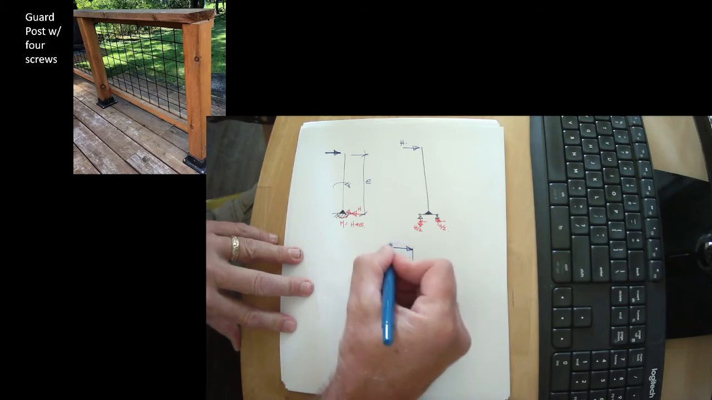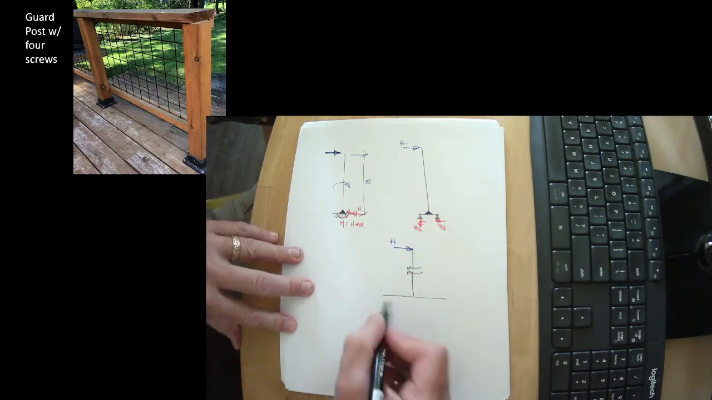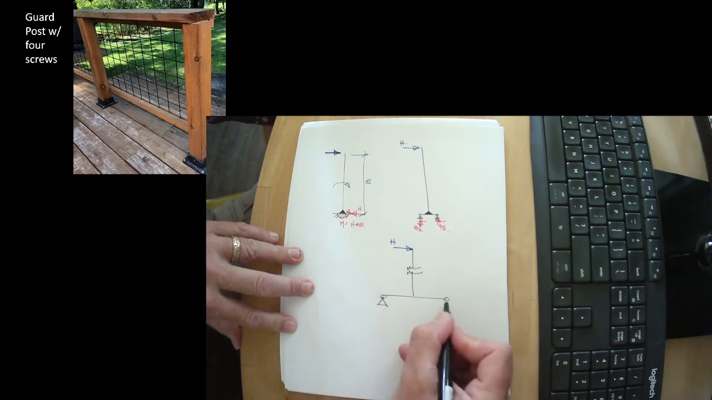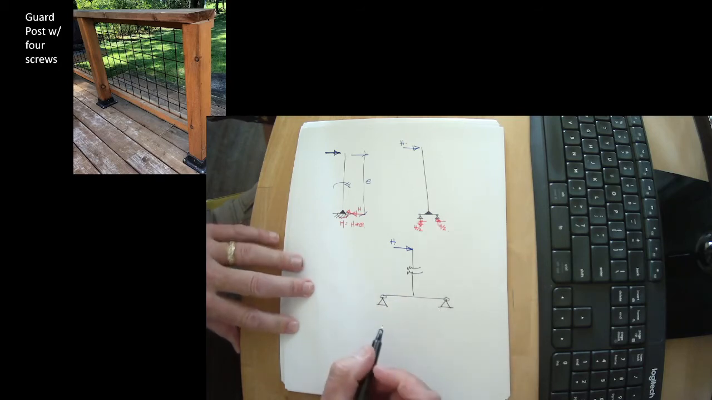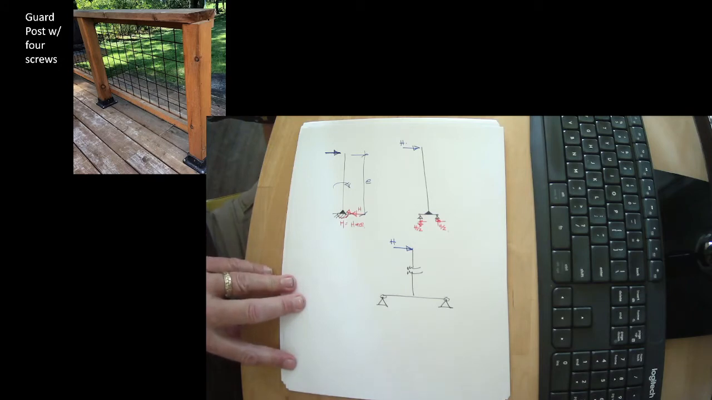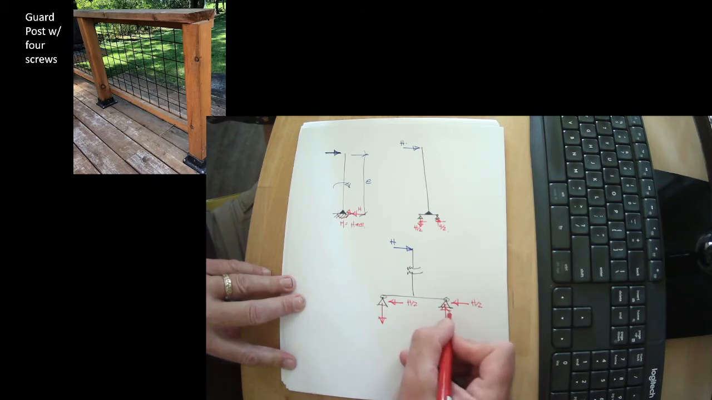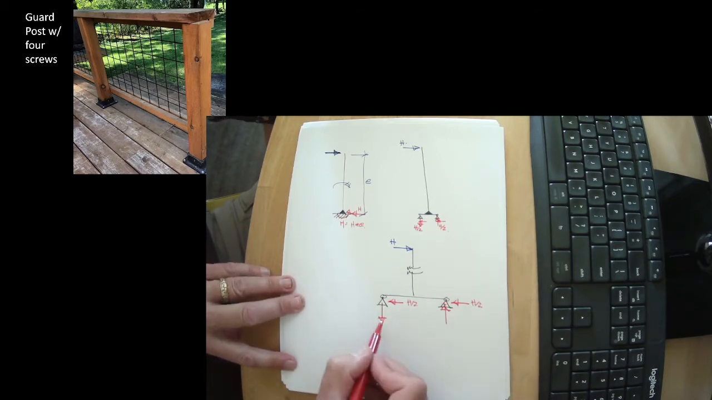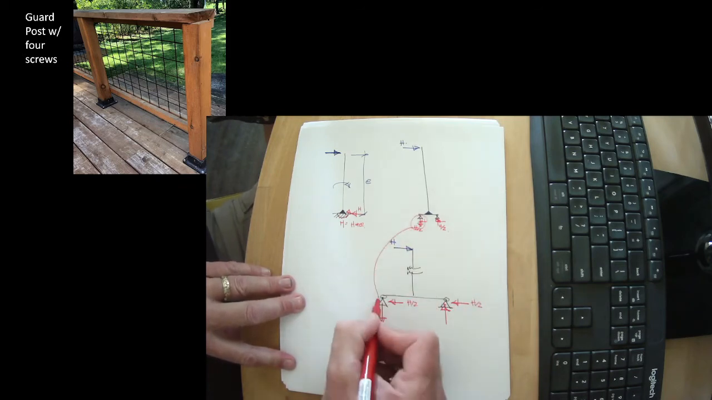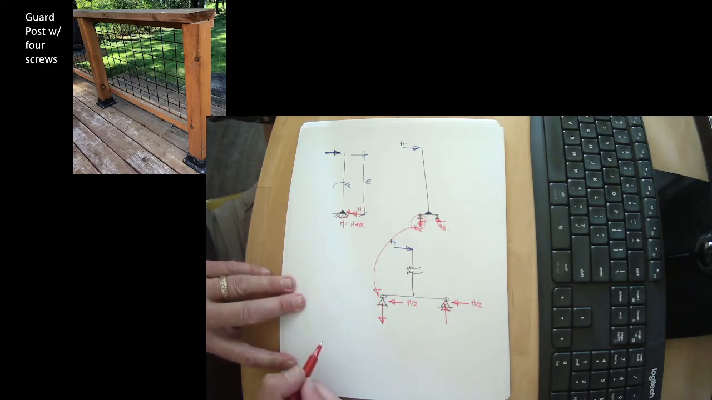We have our horizontal force at the top. This is our base, blown up to 3 times its real scale. We have friction here, or sorry, screw shear here, H over 2, H over 2. We have a screw in pull out, and we have compression here. So this is that screw working in tension. So we've got screws into the deck that are holding it down.